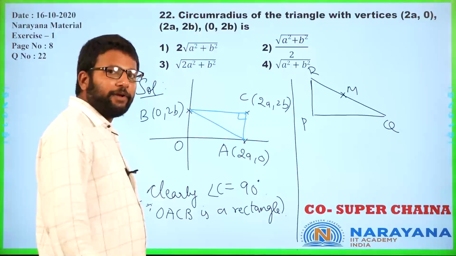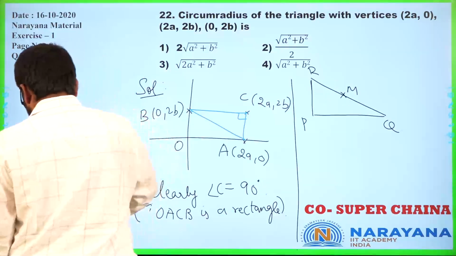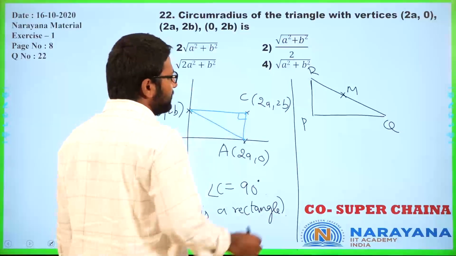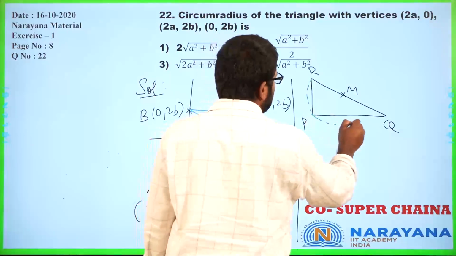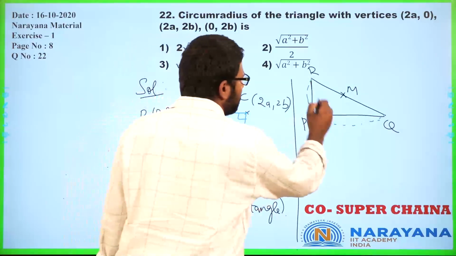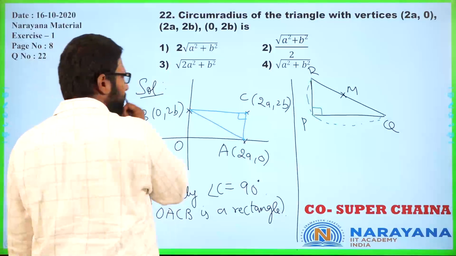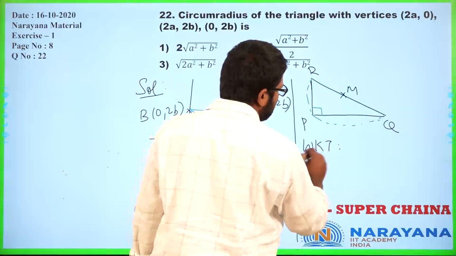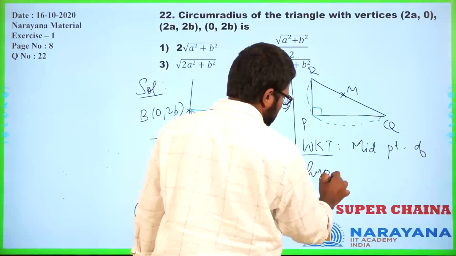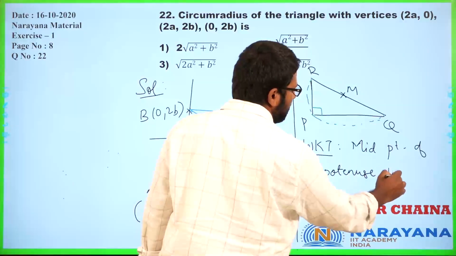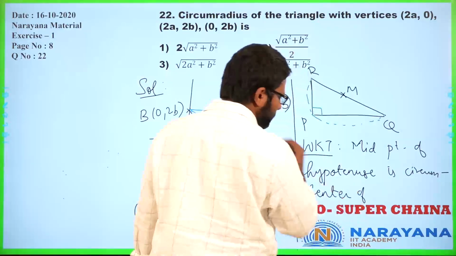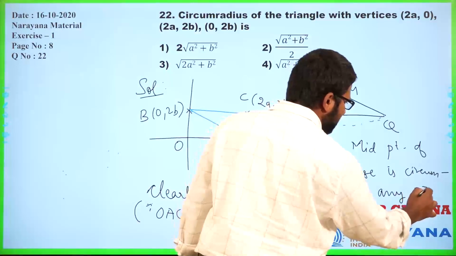Why is that the case? Because, again, I hope you remember this: using the hypotenuse as a diameter, if you draw a circle, it will compulsorily pass through the right angled vertex, correct? Do you remember this? This is something that you have studied in earlier classes. We know that the midpoint of the hypotenuse is the circumcenter of any right angle triangle.